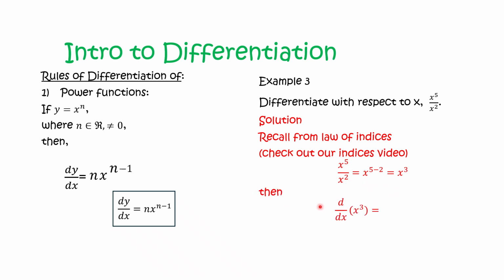Now, applying the differentiation of x cubed, we are going to have 3 times x to the 3 minus 1. We dropped the power 3 and we subtracted 1 from the power. Simplifying that, we are going to get 3x squared as our answer.